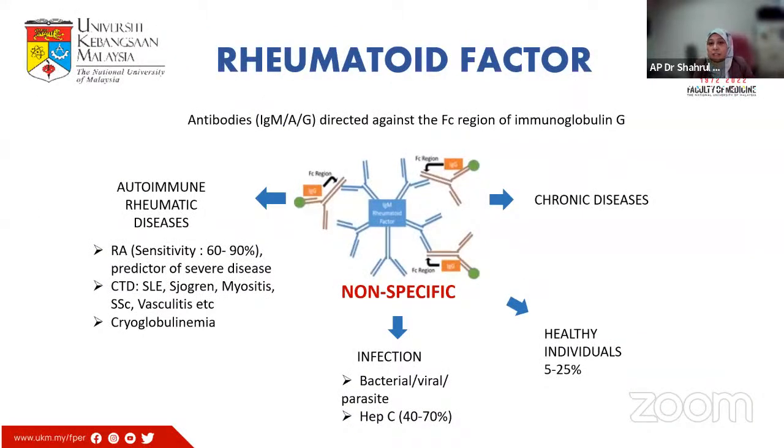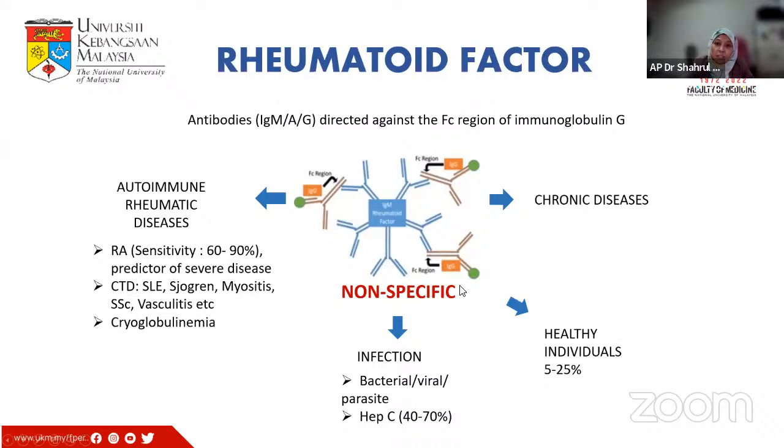All right, so this is one of the earliest autoantibodies discovered in the field of rheumatology, rheumatoid factor. It is actually antibodies directed against the Fc region of immunoglobulin G. The commonest that we test for here is IgM, but rheumatoid factor can also be in the form of IgE or IgG.